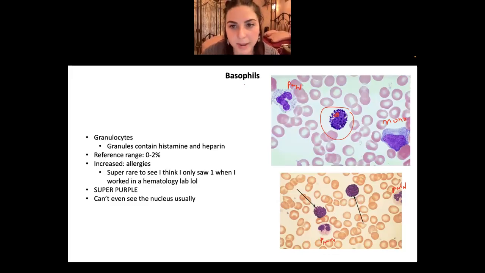The granules within basophils are actually histamine. Again, like someone asked on the first day, basophils and mast cells are very similar. It's just that one's in the tissue, one's in the blood. So of course the granules are going to be the same as what's in the mast cells. Mast cells release histamine. This is why you take antihistamines when you have allergies. Kind of the same idea with basophils. But again, that's how you're going to identify a basophil. You can't even see the nucleus.